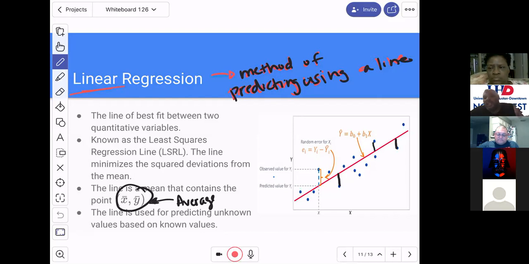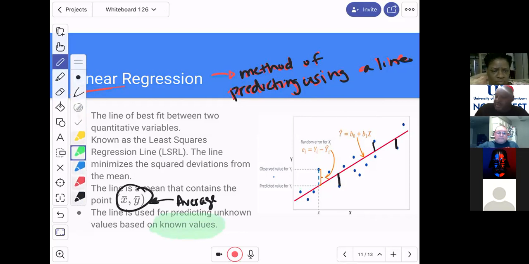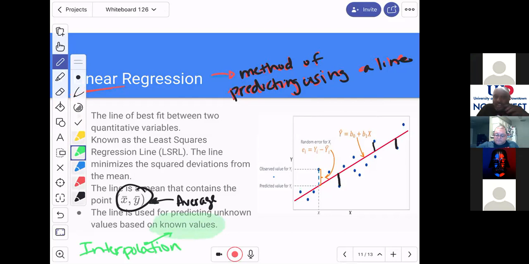And it's used for predicting unknown values based on, here's the key thing, known values. We make predictions based on known values. And when you make predictions based on known values, you're doing what's called a safe process known as interpolation. This is called interpolation. It means you're interpreting from what you know, from a known range of values. And we predict based on the x values.